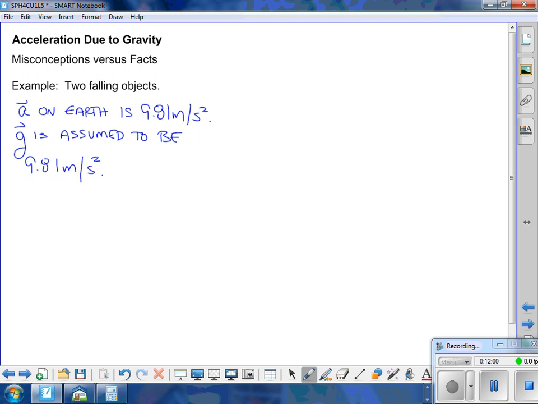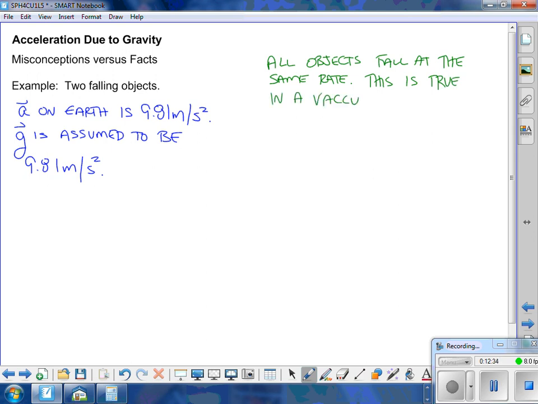So looking at two falling objects, misconceptions versus facts. All objects fall at the same rate. Now, you're going to say, well, I disagree, maybe a bowling ball and a feather. I agree completely. So I have to put the stipulation that this is true in a vacuum. Under real-world circumstances, there are other forces at work here.